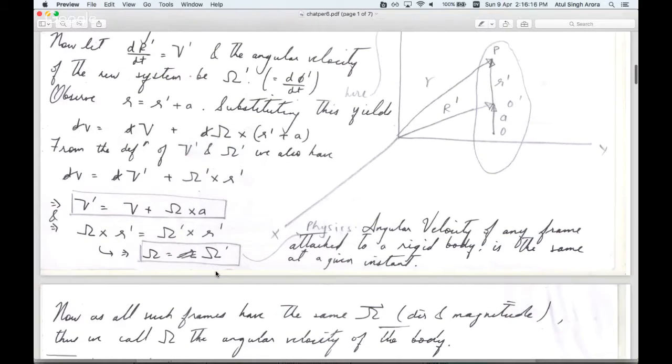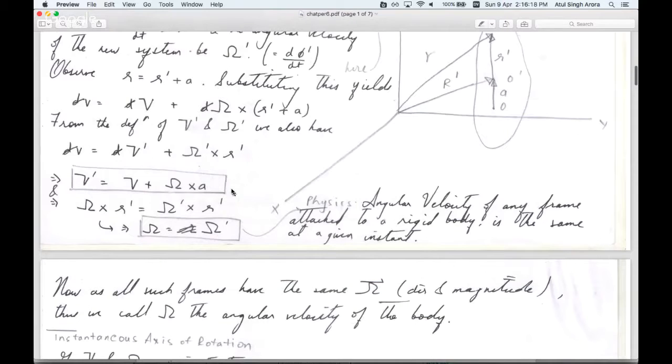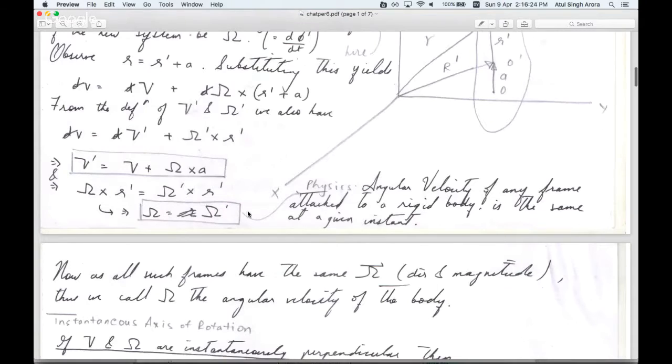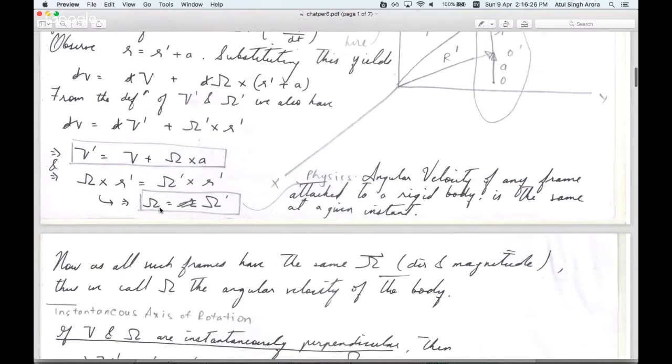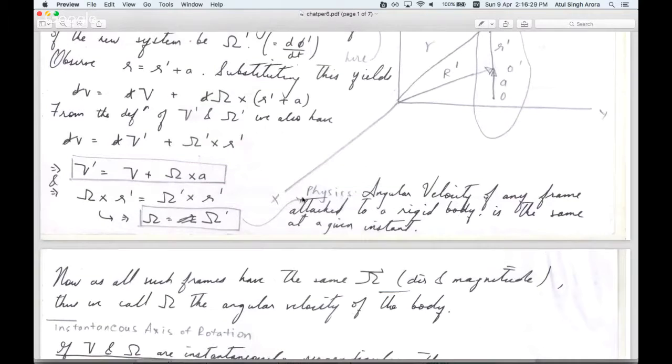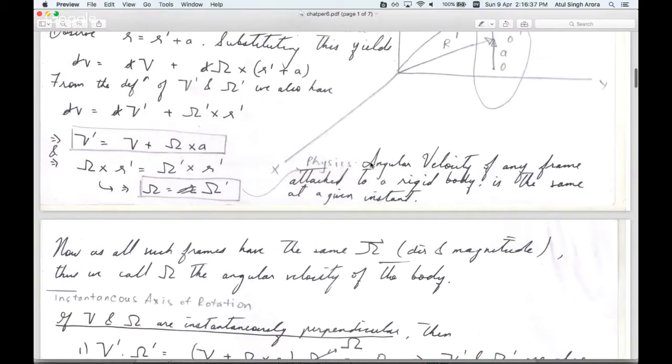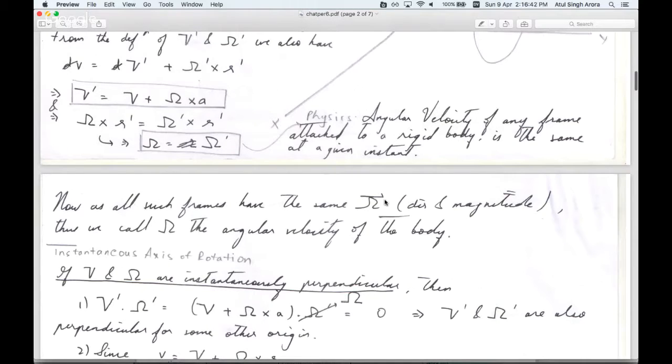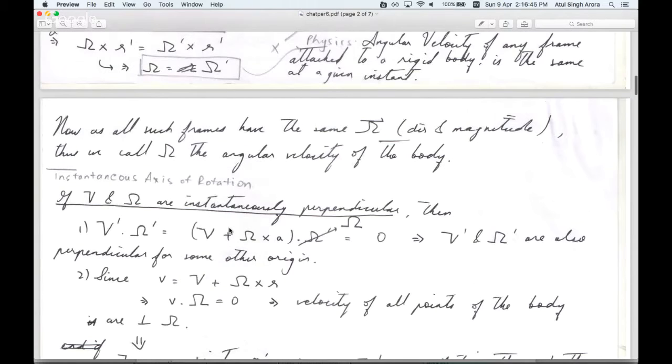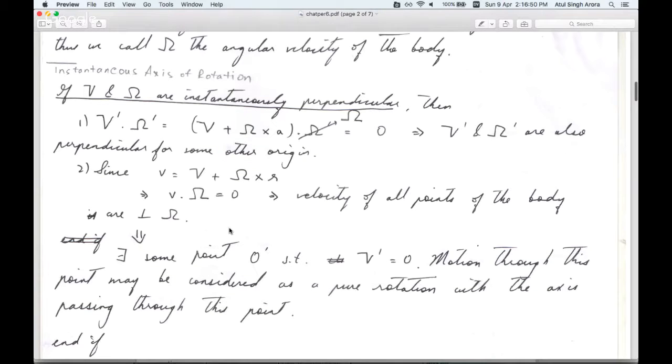Okay, I don't think you have to assume this, so I'm not completely clear with how we derive this. But okay, the point is that omega and omega prime being the same basically tells us that the angular velocity of the rigid body is the same regardless of which frame you attach to the rigid body. Okay, and that is true for a given instant. So now, as all frames have the same angular velocity omega in direction and magnitude, we can call omega the angular velocity of the body and not about a point, because so far we had only defined angular velocity of a point, not of a rigid body.